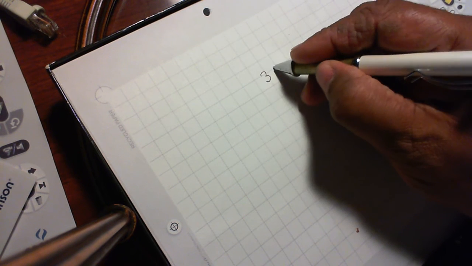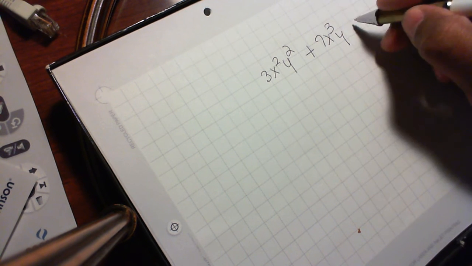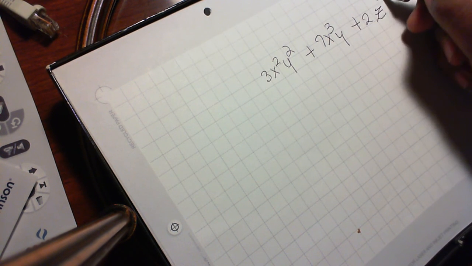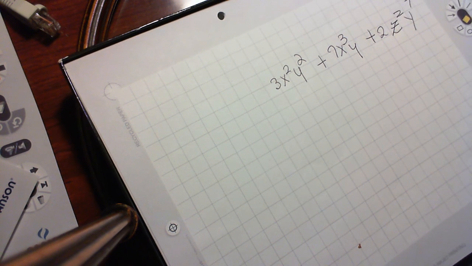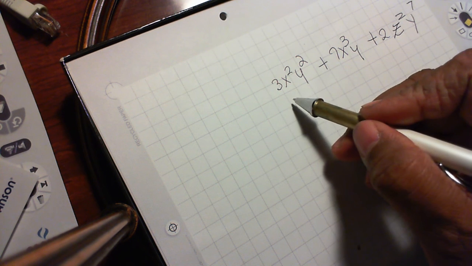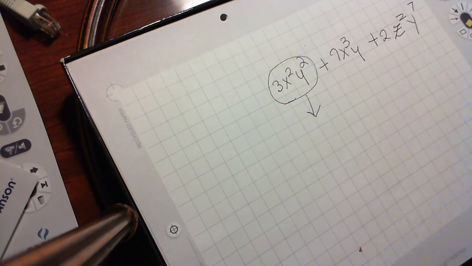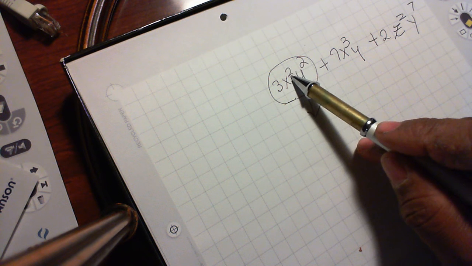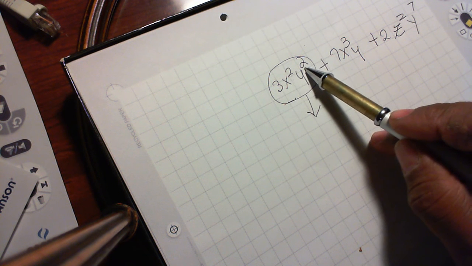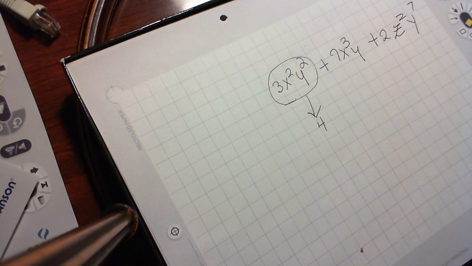So let me try to explain this a little bit better here. Let's say I have 3x squared y squared plus 7x cubed y plus 2z squared y to the 7th power. Okay, so the way I'm going to do this is I'm going to look at the degree of each term. So this one has degree 4. How do I know it has degree 4? Because the exponent on x is 2, the exponent on the y is 2. 2 plus 2 is 4. So you add the exponent. So the degree of the first term is 4.